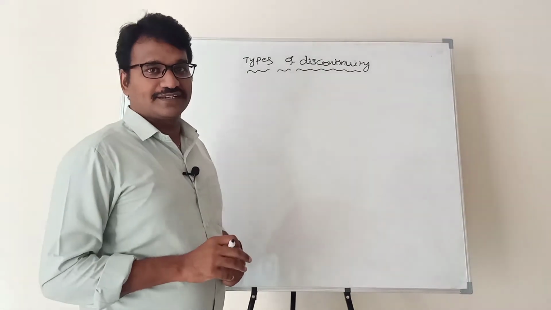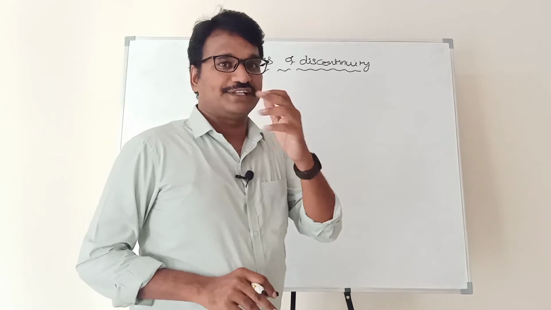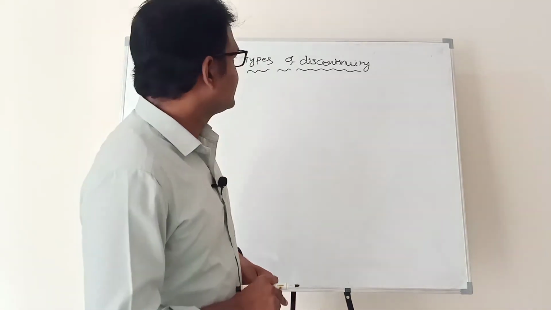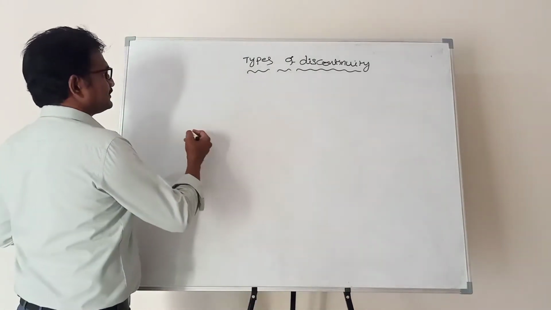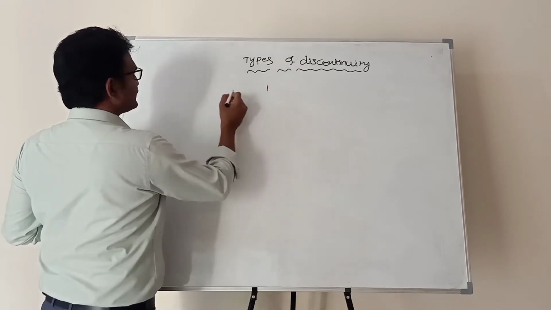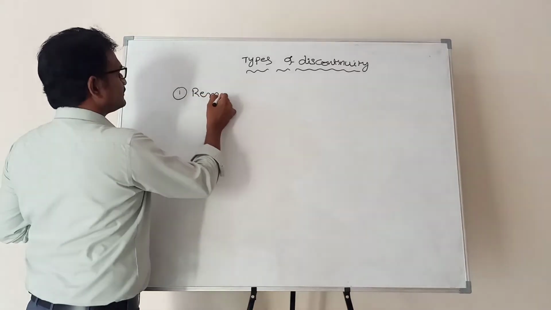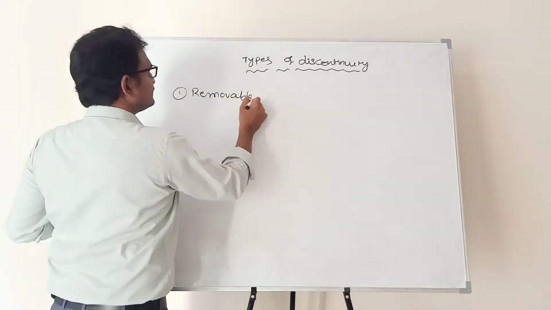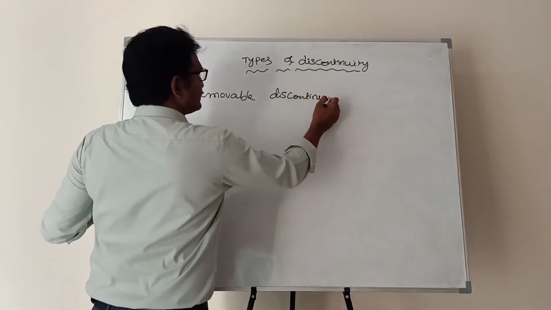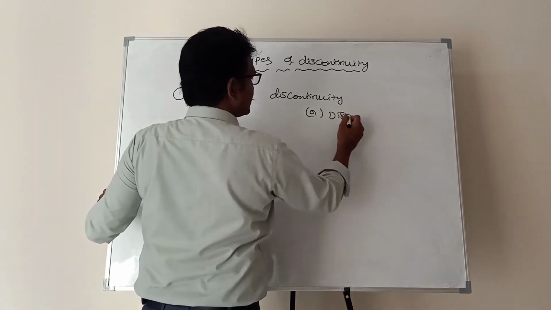Types of discontinuity. There are two types of discontinuities. One is removable discontinuity and the second one is irremovable discontinuity. One is removable discontinuity, and this is also called discontinuity of first kind.